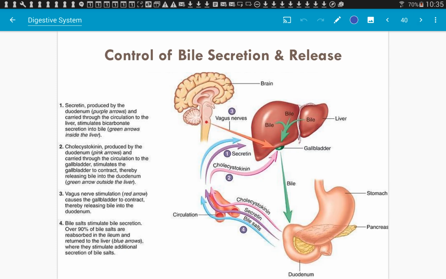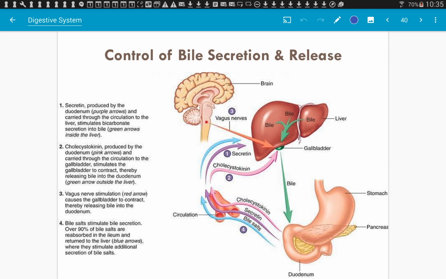All right. This is a regulatory slide. Definitely need to know our regulatory information. So, controlling the secretion of bile. We see our lovely diagram here. We've got a lot more going on. We have cholecystokinin, secretin, and bile.